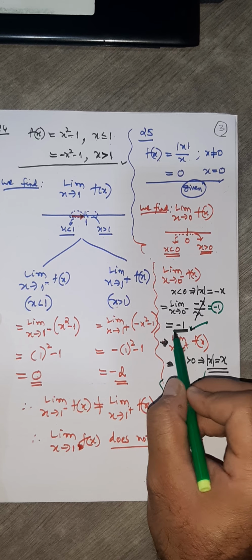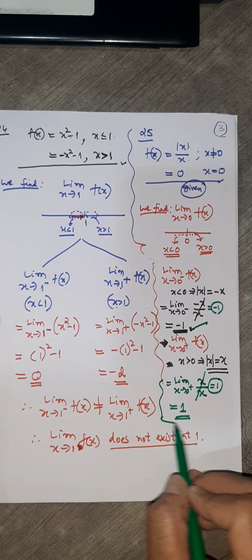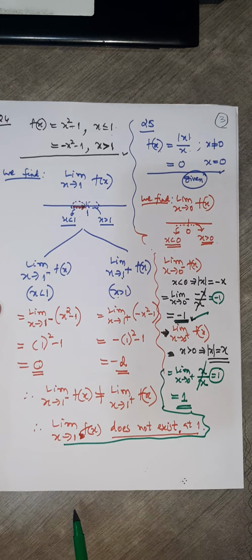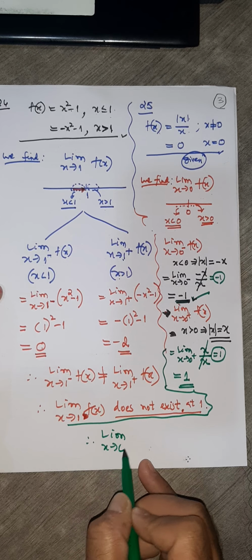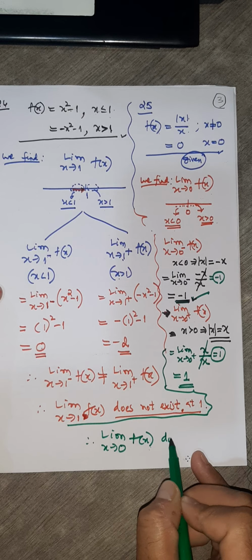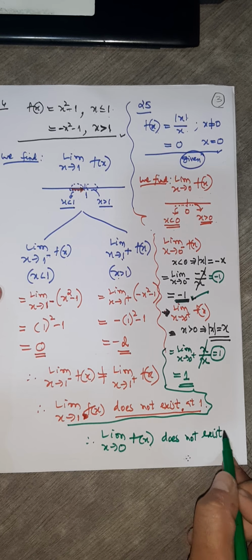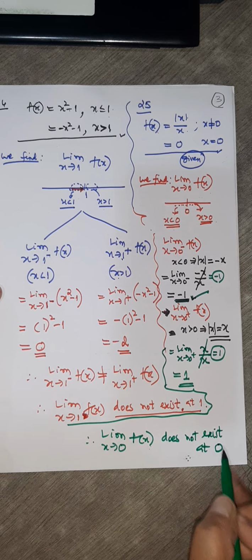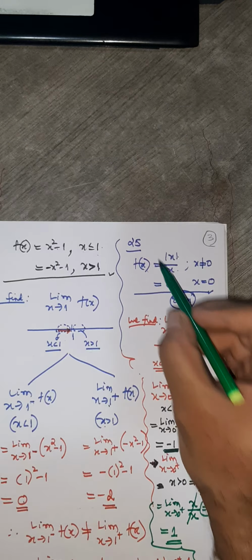So limit from left is -1. Limit from right is 1. So what's the conclusion? I'll write here. The conclusion is this limit doesn't exist. Limit x tends to 0 of f(x) does not exist at 0, because you are evaluating at 0. Fine? Understood. It's a really good question.